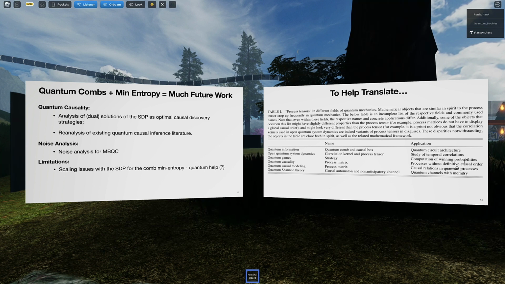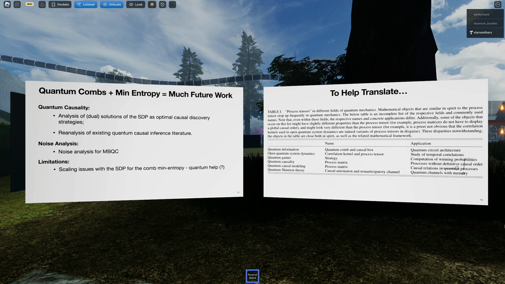The final two slides are, I guess, well, one of them is just a table that I've taken from a paper by Simon Milz and Kevin Modi. Kevin Modi is also in Melbourne, but at Monash University. He works a lot in the process tensor framework. It has a bit of a translation tool using the terminology in various subfields of quantum information theory and similar things. So if that's interesting or useful to you, please have a look at that.